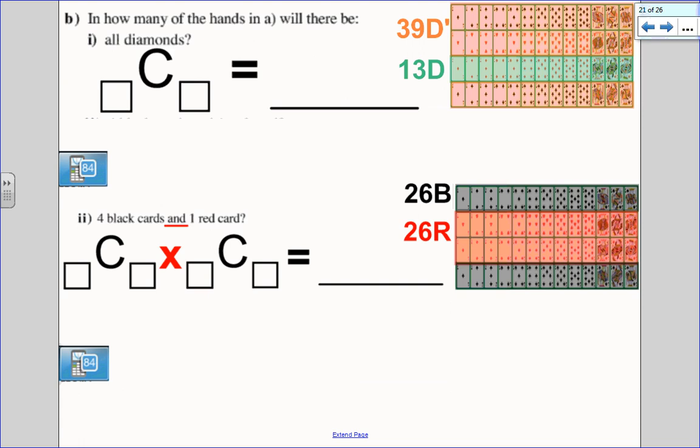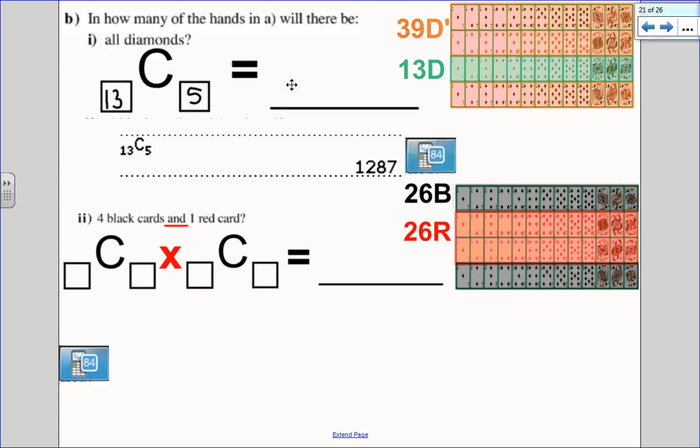Okay, next question says, how many of the cards will be all diamonds? Okay, so you can see, and I've highlighted it for you, there are 13 cards in the deck that are diamonds, which means there are 39 cards in the deck that are not diamonds. That's why I did diamond prime. Okay, but we want all diamonds. So we're picking from 13. So I have the combination of 13 cards taken 5 at a time, because I want them all to be diamonds. And you can see the more restrictions I put, the less combinations there will be.